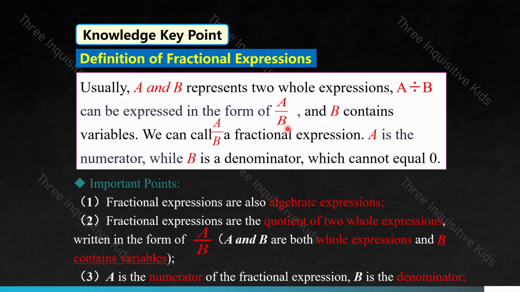So out of this definition, here are some important points to think about. Fractional expressions are also algebraic expressions. Fractional expressions are the quotient of two whole expressions written in the form of a divided by b, where a and b are both whole expressions and b contains variables. And finally, a is the numerator of the fractional expression and b is the denominator.